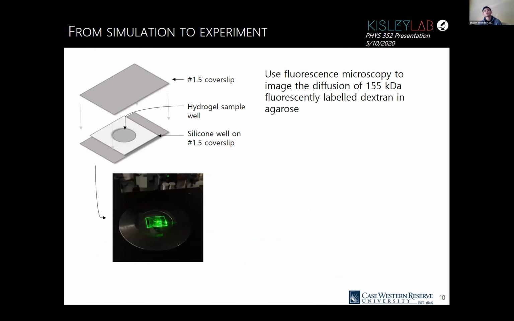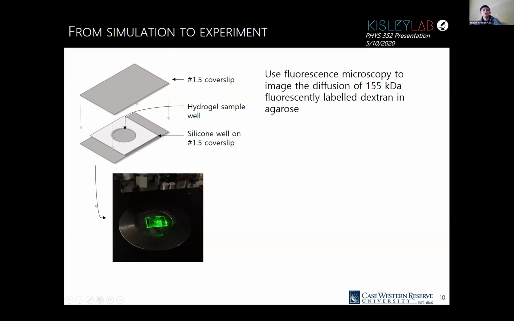And so moving on to experiment, this is our basic experimental setup. So these are just cover slips with a little silicone well inside. And then inside that well, we just have whatever gel we're using, in this case, agarose at 1.5% with 155 kilodalton dextran diffusing inside.